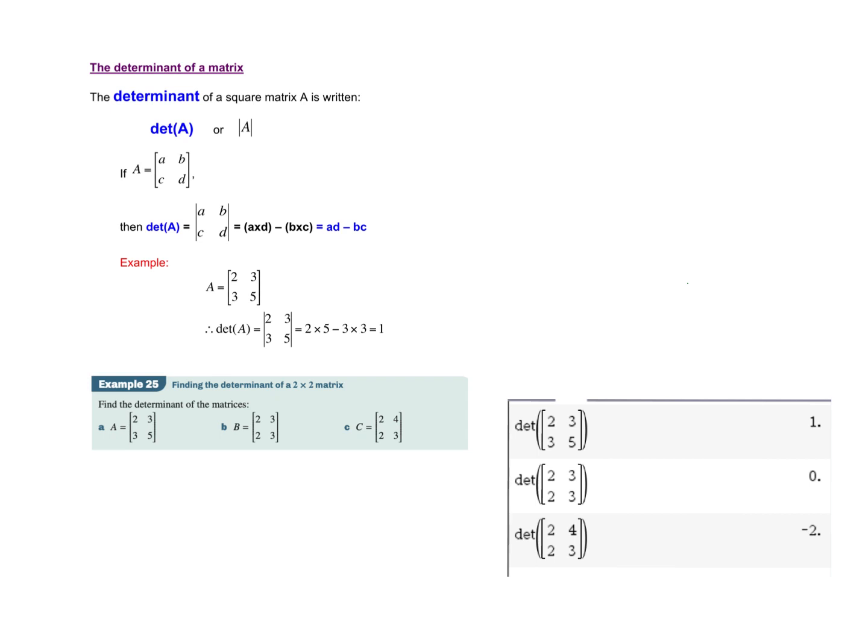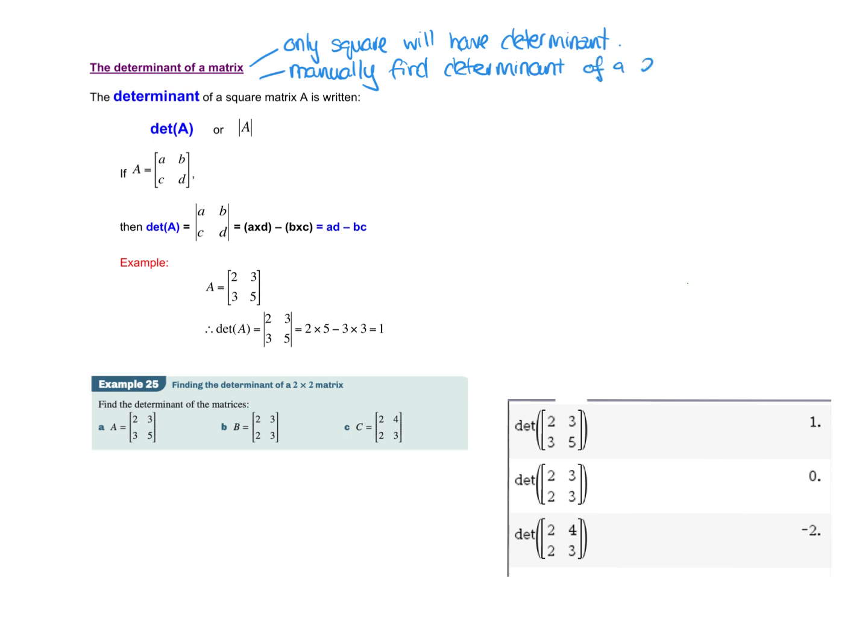manually. So the first thing we're going to look at is the determinant of a matrix. Obviously only square matrices will have a determinant. And we only have to manually find the determinant of a 2 by 2. Anything bigger, we'll just use our calculator.